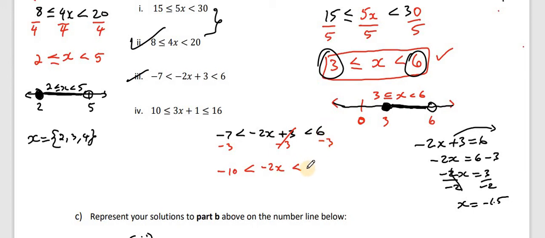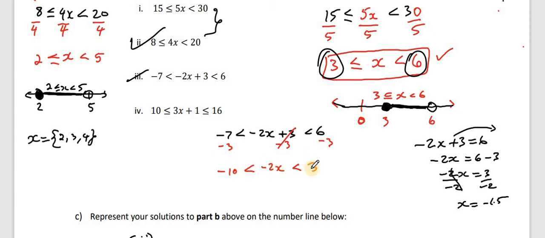6 minus 3? That's 3, right? 6 minus 3, that's 3. Okay. But it's the same concept. We want to remove the +3 first. So we subtract 3. Because it's a +3, so we have to use -3. If it was a -3, we have to use +3 to get rid of it. So -3, -3, -3. And we'll be left back with what? -10, -2x, and 3. Calculator can help you. -7 minus 3 in your calculator will give you -10. We know this is going to give you 0 anyways. 6 minus 3 is 3.